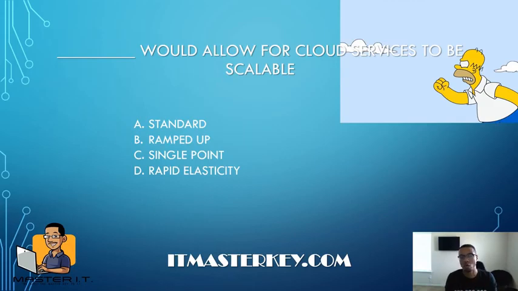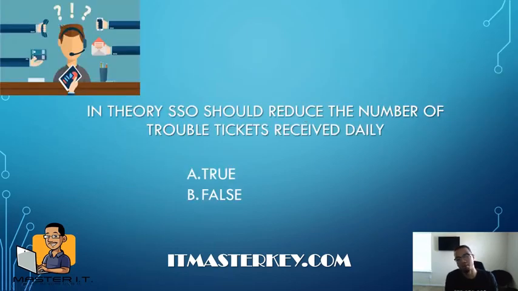So out of these, what would make cloud services scalable? Easy. Rapid. Hold on. Where's my little bullseye? Where's my bullseye? There it is. Rapid elasticity. All right, so another acronym. Like I said, acronyms can literally whoop your butt on this test. So make sure that you're comfortable with acronyms, all right?